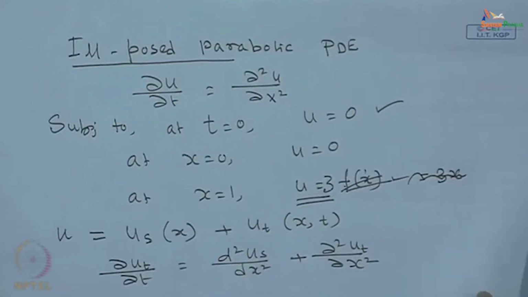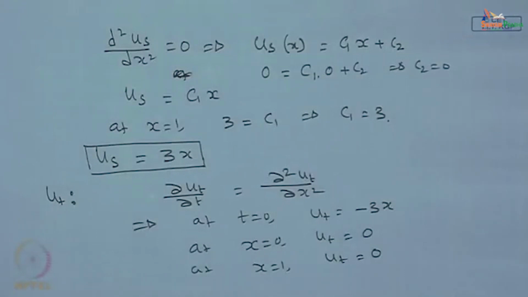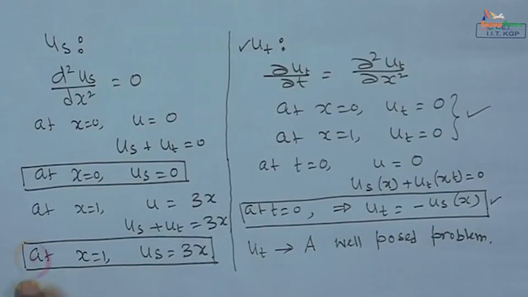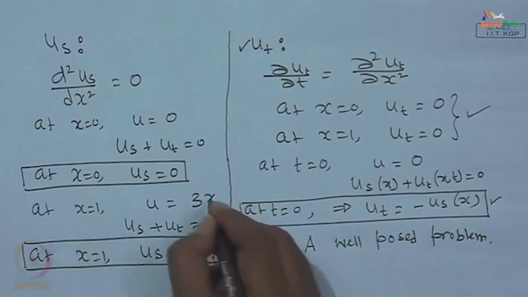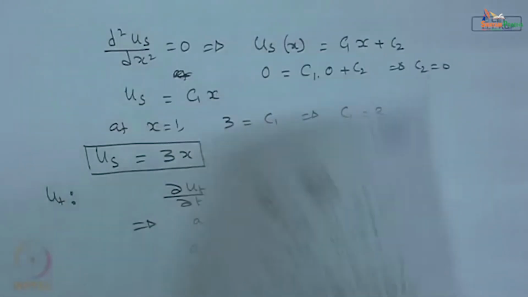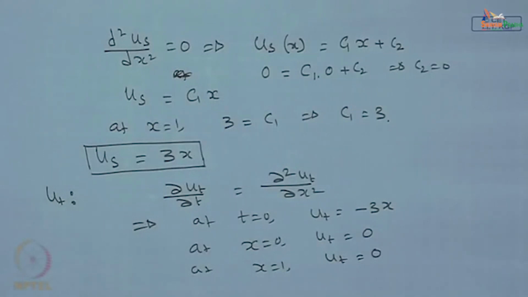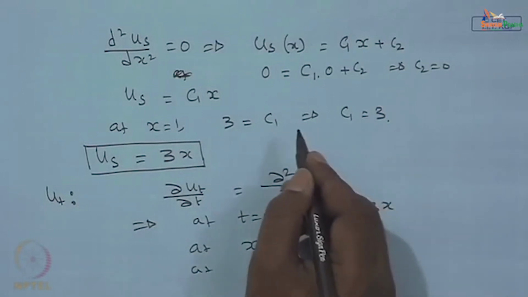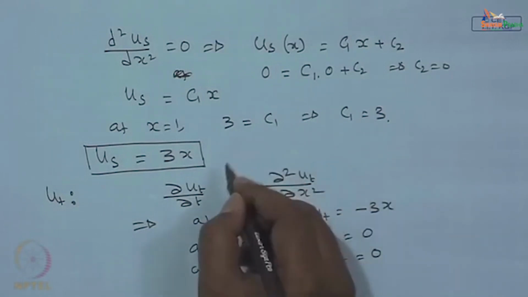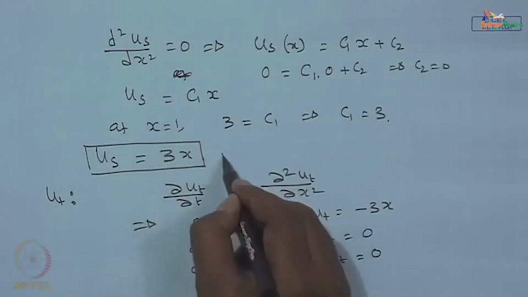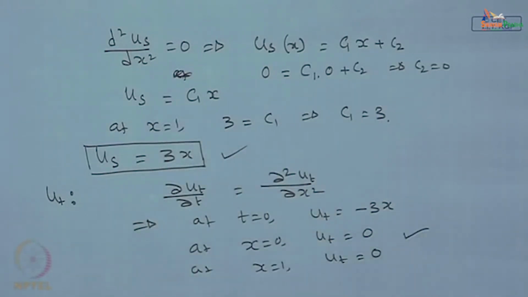So, the next case, whenever we are formulating the governing equation of u s and u t, at x is equal to 1, u should be 3, and whenever we are getting the solution of space varying part, it is okay. So, u s is equal to 3 at x is equal to 1. So, this is fine. So, rest of the solution is all right.